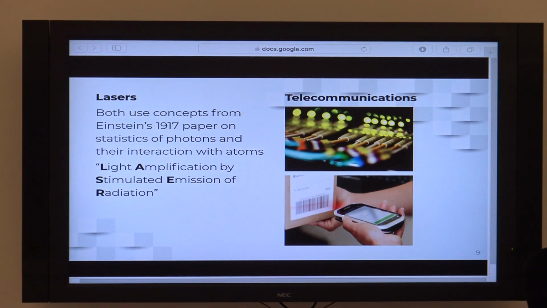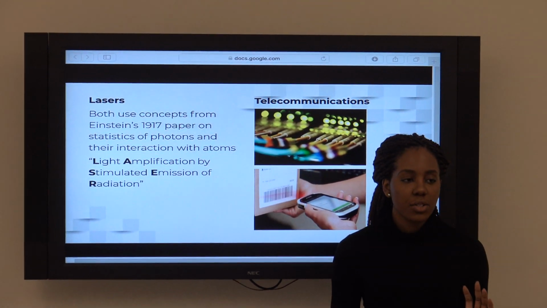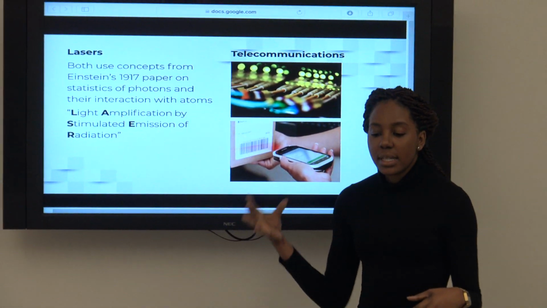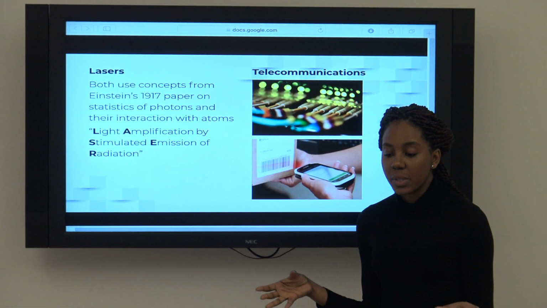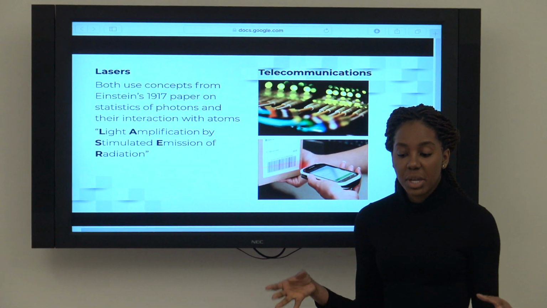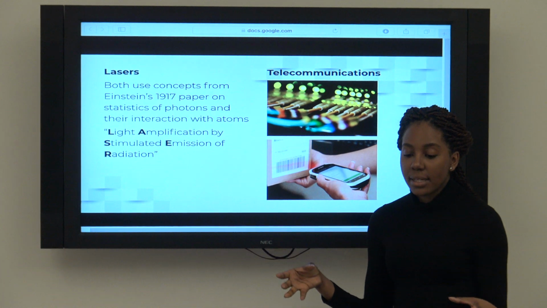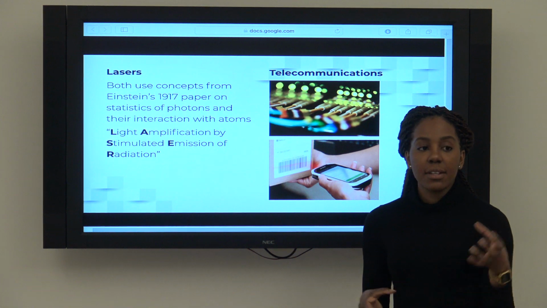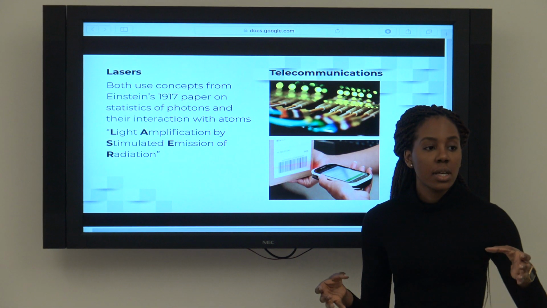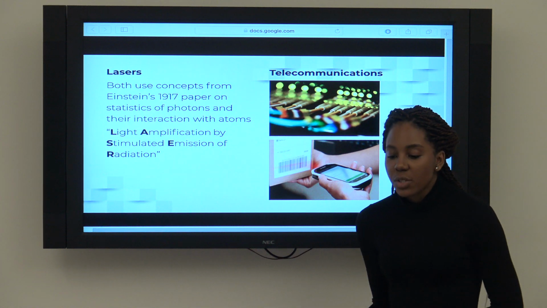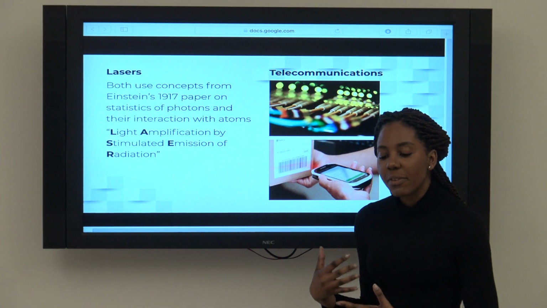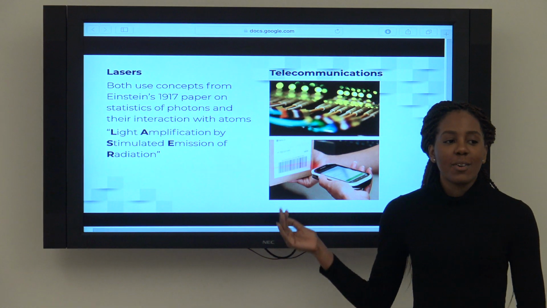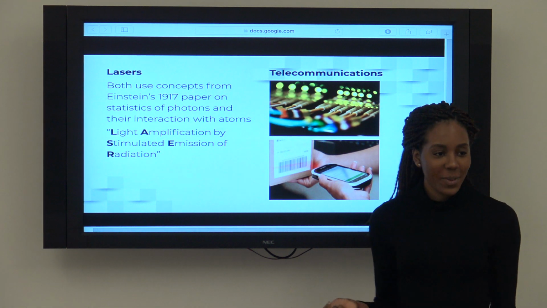So with lasers, the key physics in the laser actually comes from a paper written by Einstein in 1917, which talks about the statistics of photons and their interactions with atoms. He introduced the idea of stimulated emission, where an atom in a high energy state encounters a photon of light with the right wavelength, and is induced to emit a second photon of the same wavelength as the first one. So the process is partially responsible for light amplification by stimulated emission of radiation, also known as a laser. Fun fact, a laser is actually an acronym, I didn't know that.